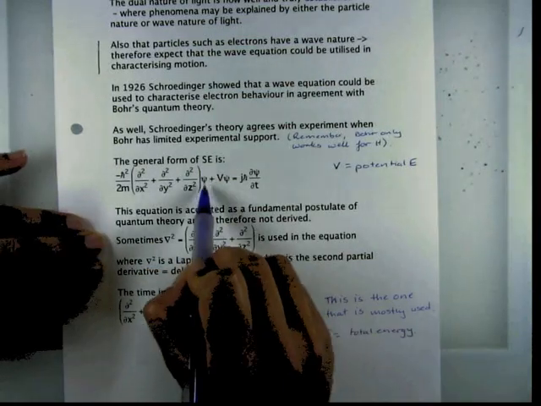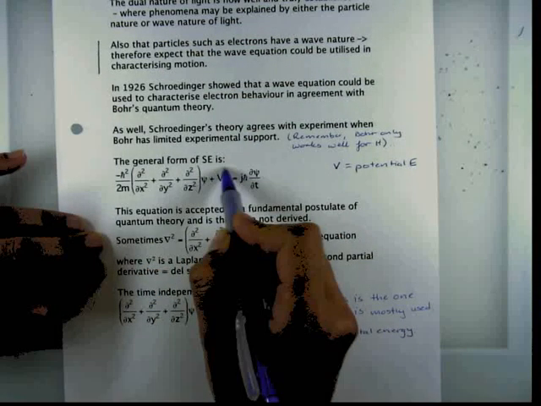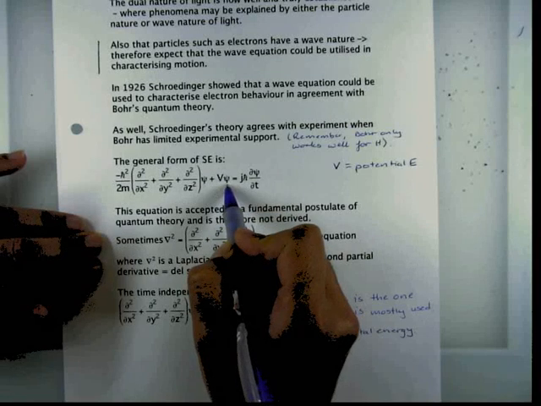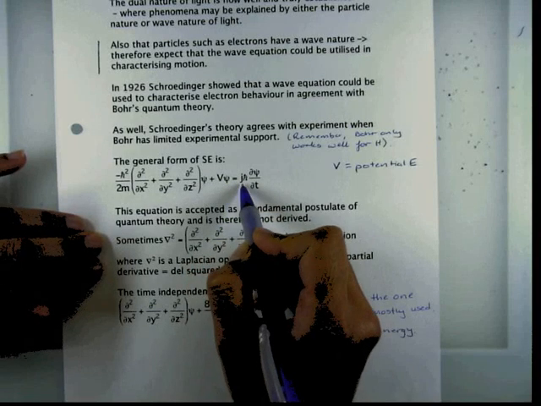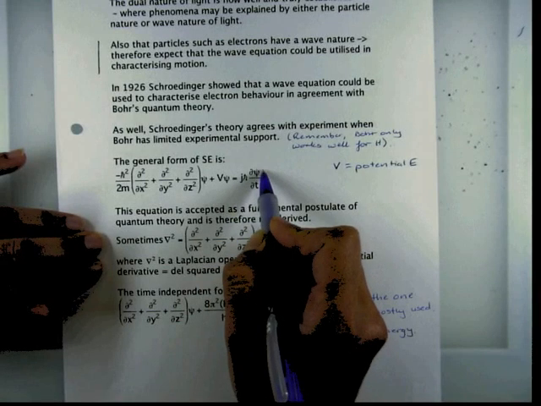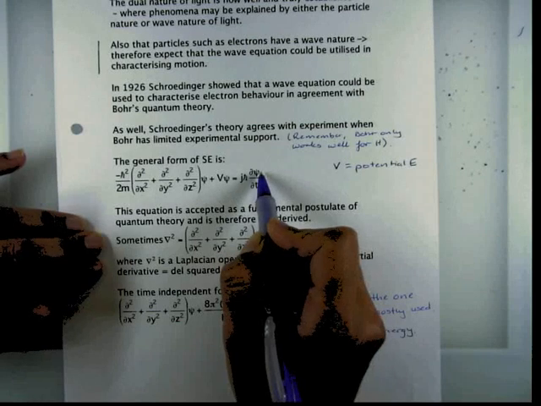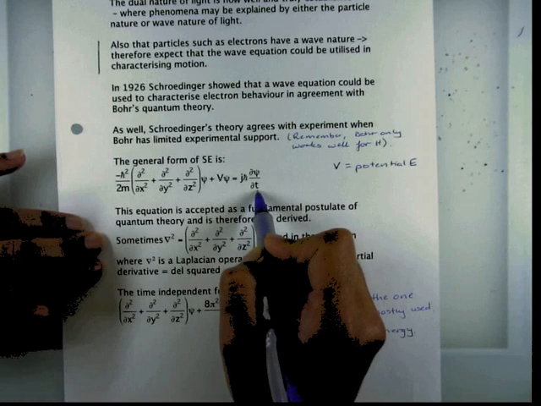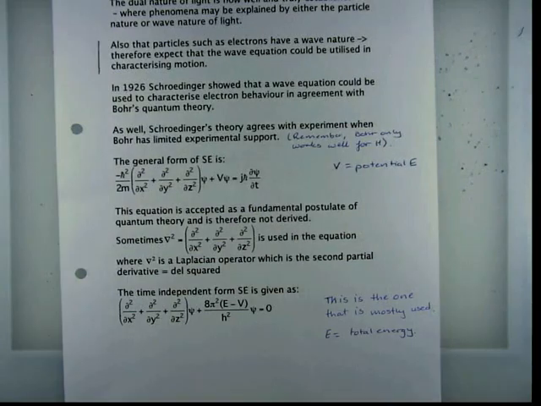Okay, we then add that to the potential energy times this wave function, which is equal to, we've got a complex operator here, h bar, and then we've got the partial derivative of our function with respect to time. Now, this describes everything we need to know about the particle. Now, it's a shame we can't solve it. No, not really. We can solve it for very simple situations, but overall it is a very difficult equation to solve for complex atoms, etc.